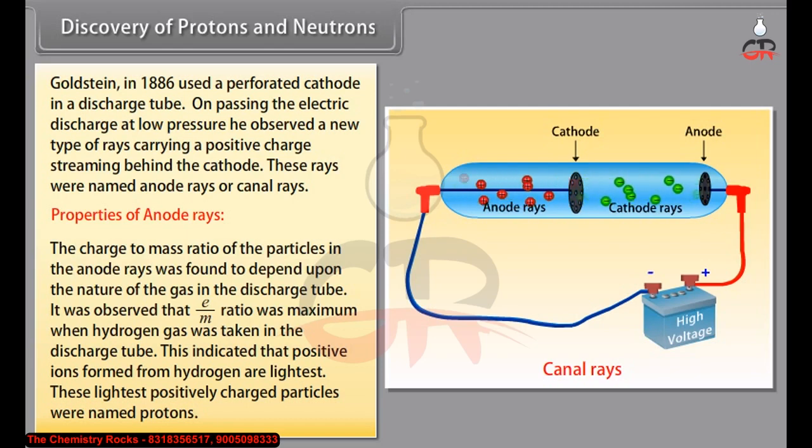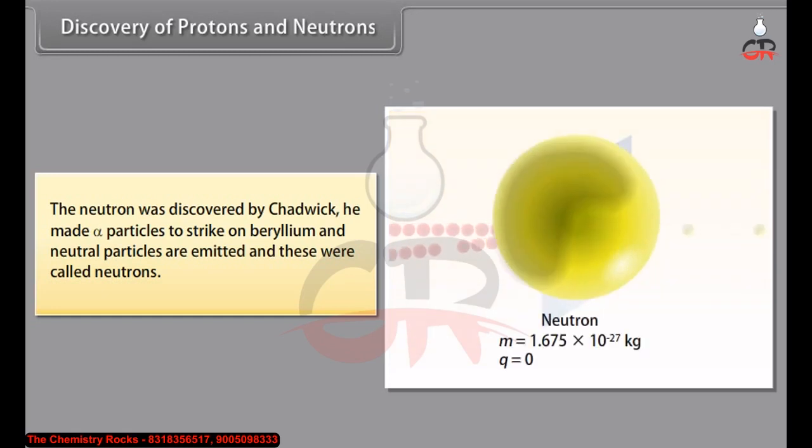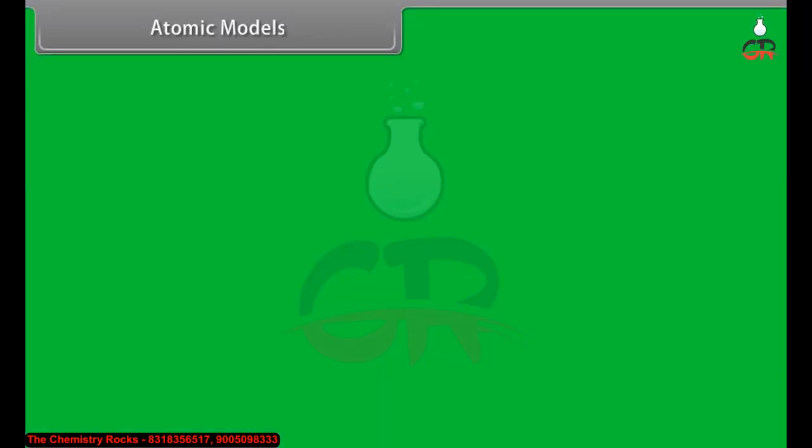The neutron was discovered by Chadwick. He made alpha particles strike on beryllium, and neutral particles were emitted, and these were called neutrons. Atomic models. Thomson model of atom.